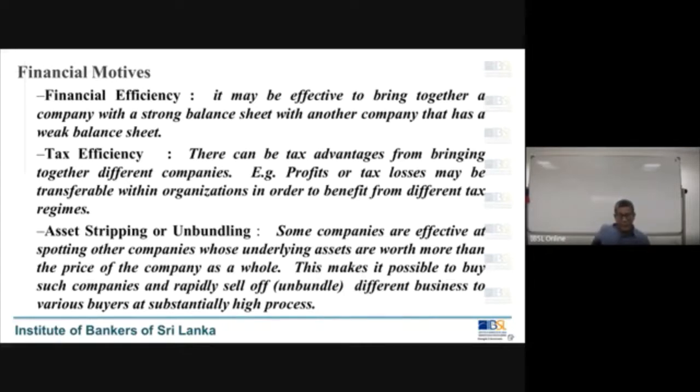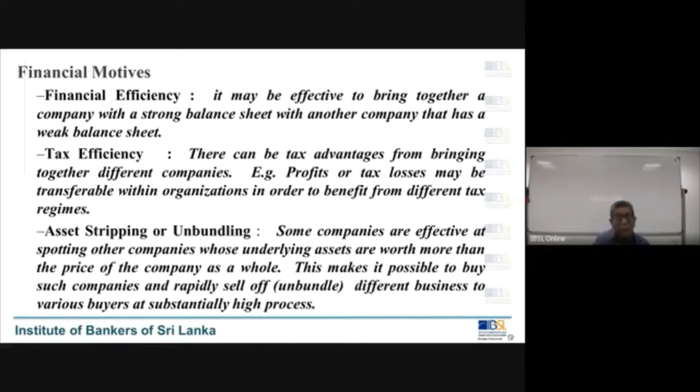Then asset stripping or unbundling, that means some companies are effective at spotting other companies with some good underlying assets that are worth more than the price of that company as a whole. So the assets are good, right? So that is what they may go in for. Okay, so these are some of the financial motives.